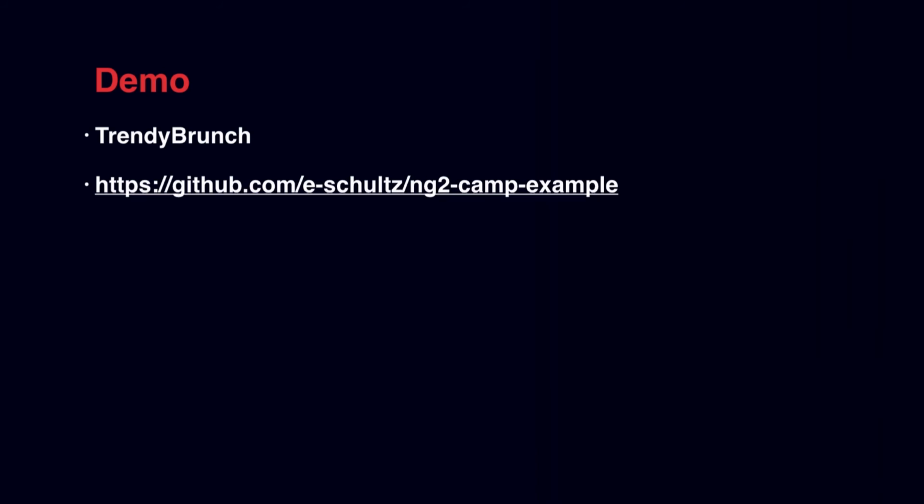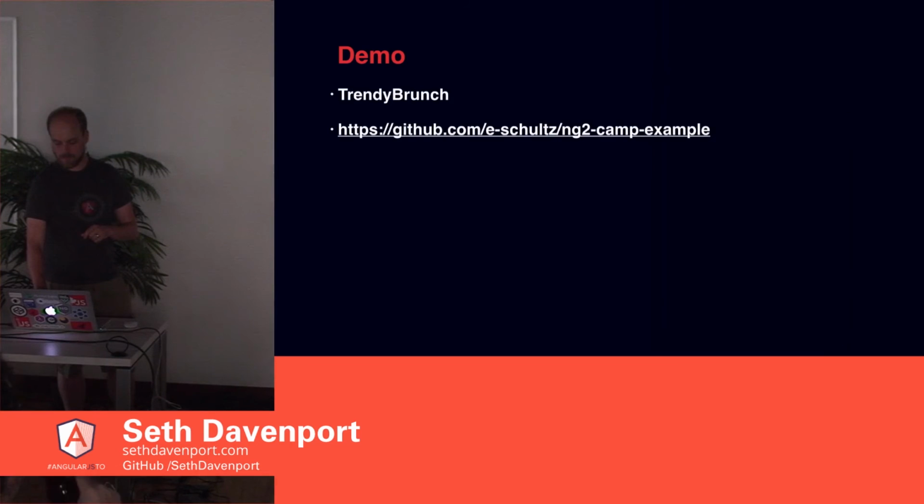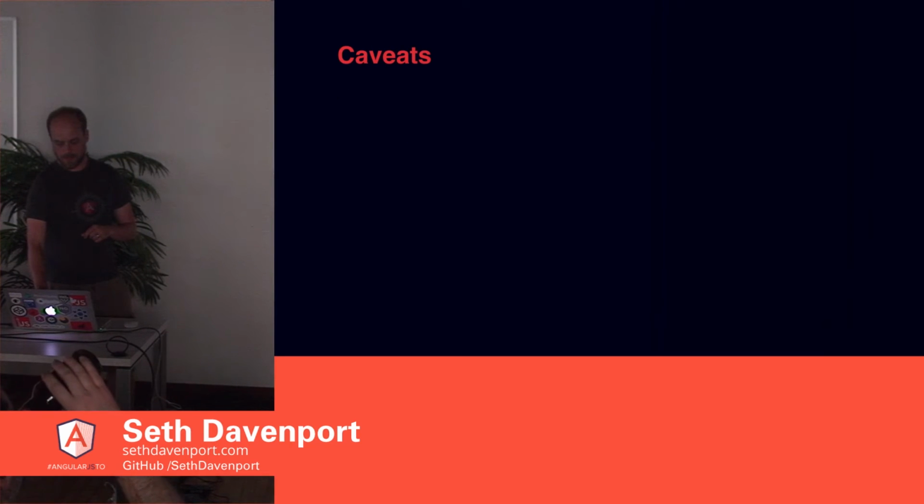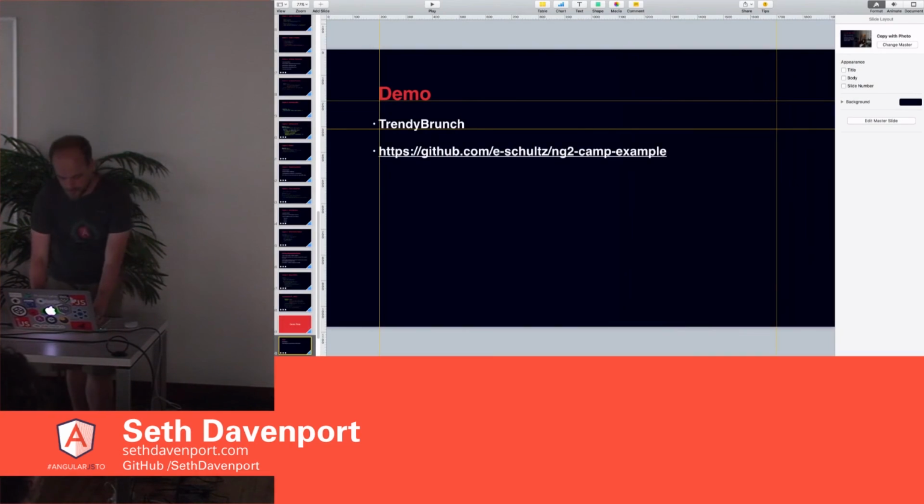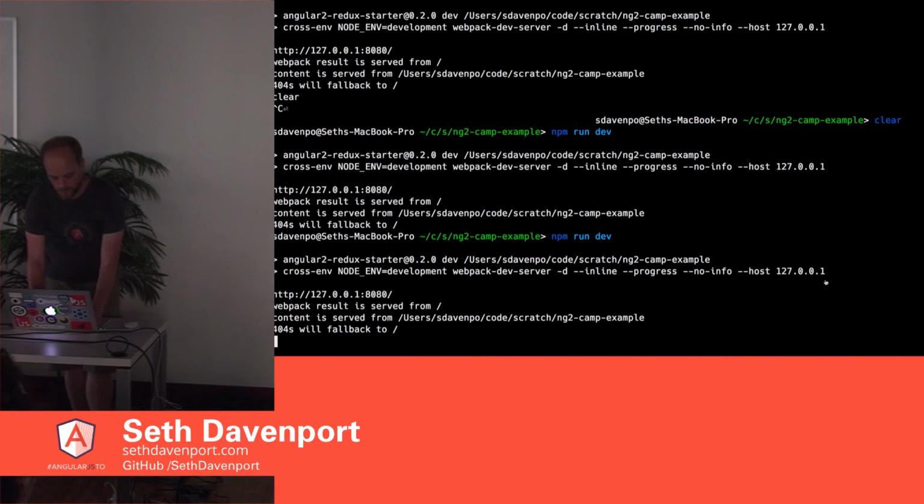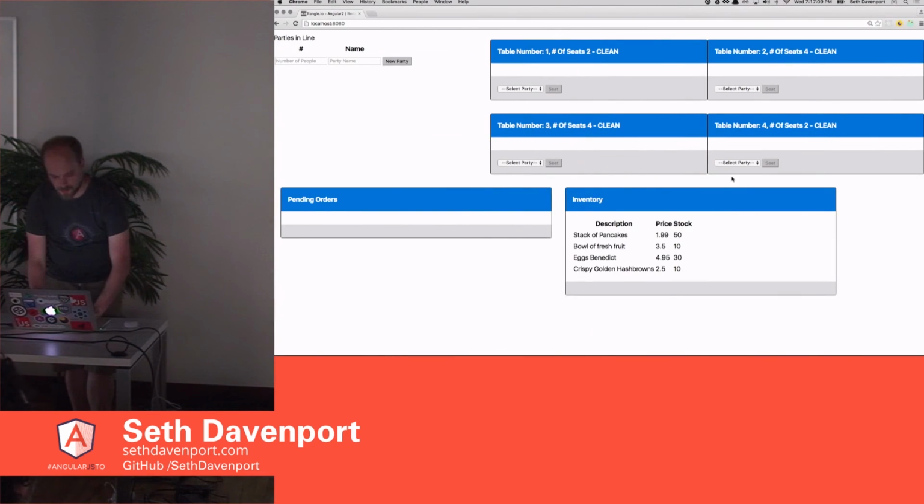All right, so now it's time for a demo of an app of a reasonable amount of complexity that's been built with these ideas. So this is the trendy brunch app that we've been talking about, kindly put together by Evan with some edits from me. You can find it on GitHub. Yeah, and I will show it to you right now. And it's running. And there it is. So this is our app.